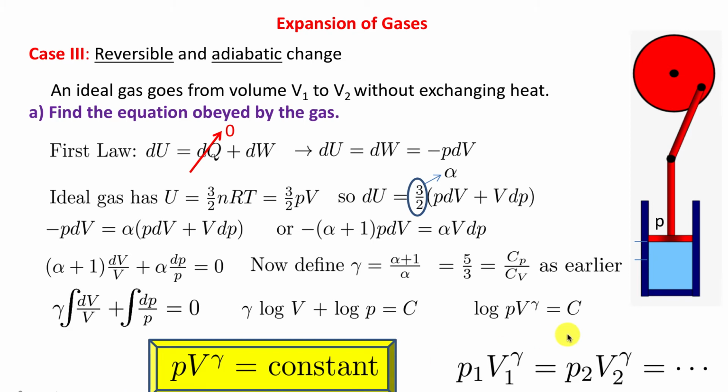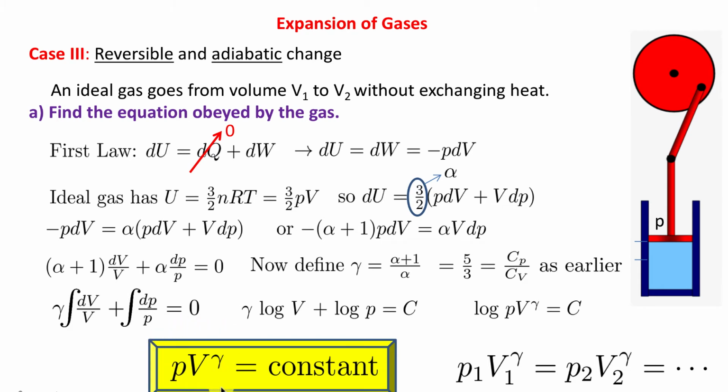Remember, this came from the equation PV equals NkT, but we have allowed now T to be changed, and so PV is not a constant. It is this quantity which is a constant.